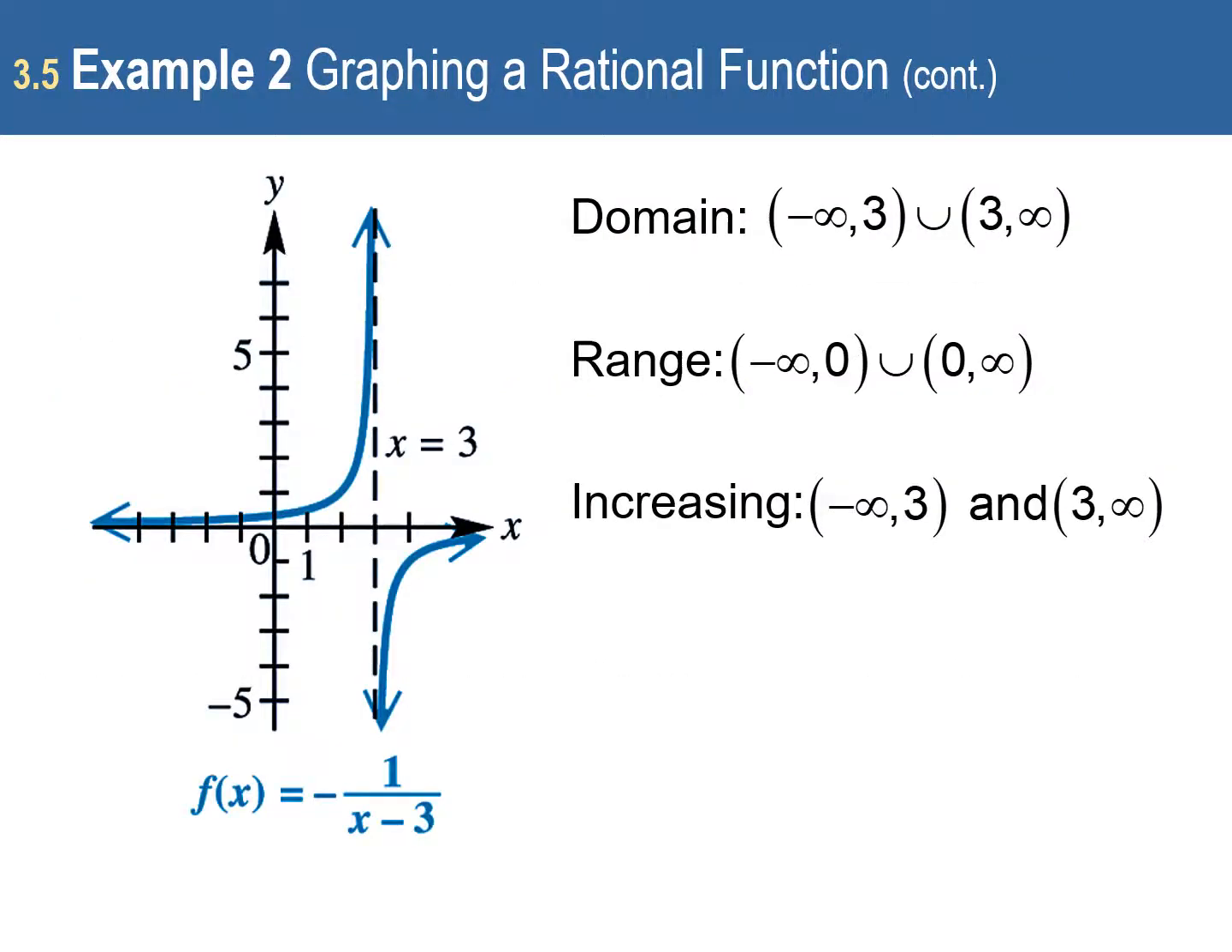So I can use these to do my graph. Make sure you put in your vertical asymptote and your horizontal asymptote. And it's increasing from negative infinity to 3 and 3 to infinity.